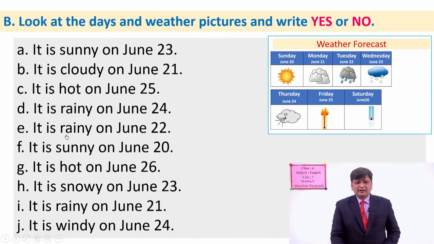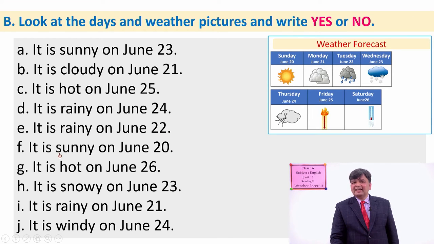Good. So number E, it is rainy on June 22. Is it raining here? Okay, so the answer is true. June 22, is it true? Okay, true. So what do you write? T-R-E-E, true? Okay, no, okay. So you write Y-E-S, yes.